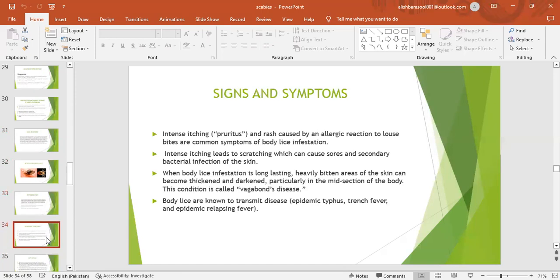Signs and symptoms: intense itching and rash caused by an allergic reaction to louse bites are common symptoms of body lice infestation. Intense itching leads to scratching, which can cause sores and secondary bacterial infection of the skin. When body lice infestation is long-lasting, heavily bitten areas of the skin can become thickened and darkened, particularly in the midsection of the body. This condition is called vagabond's disease. Body lice are known to transmit diseases: epidemic typhus, trench fever, and epidemic relapsing fever.